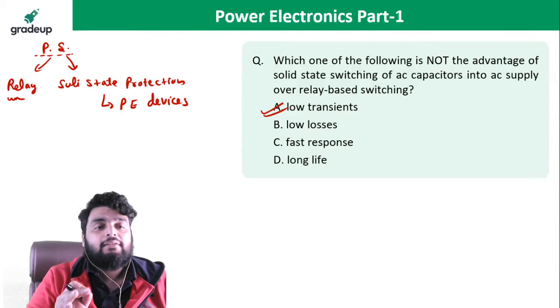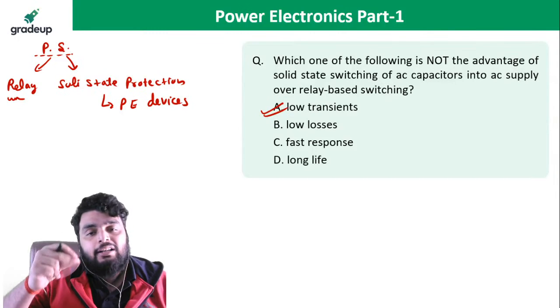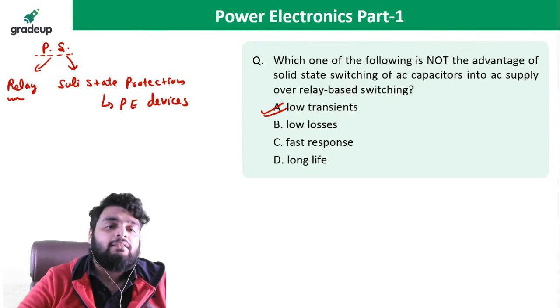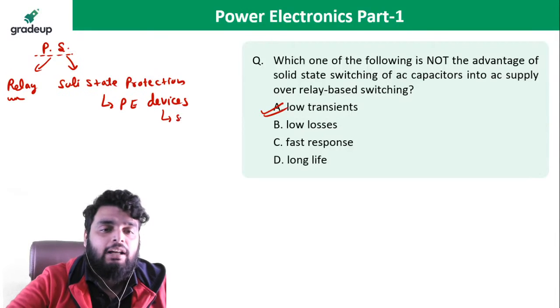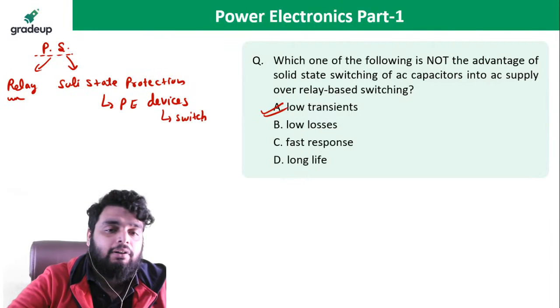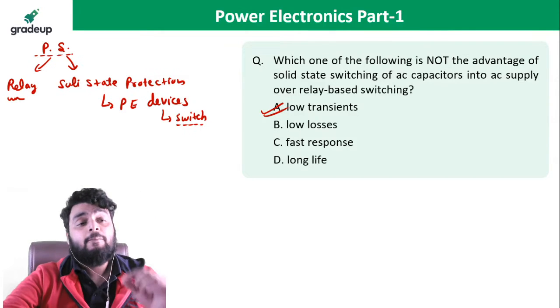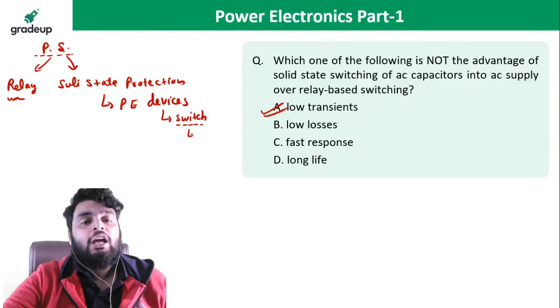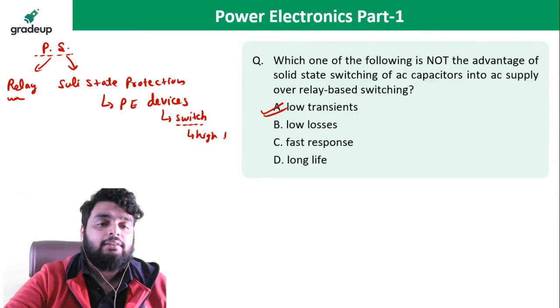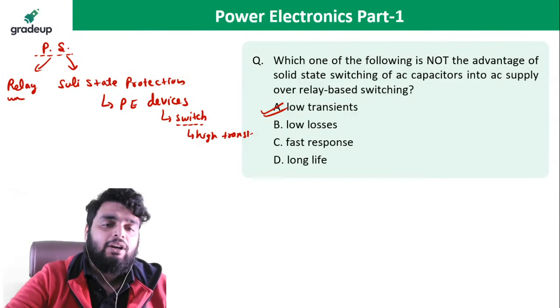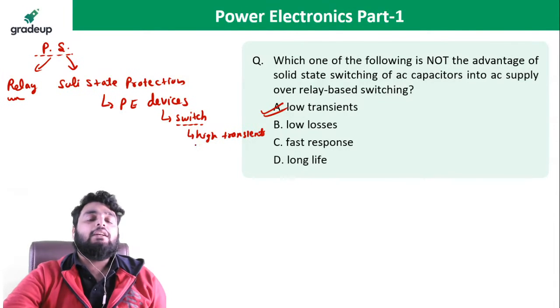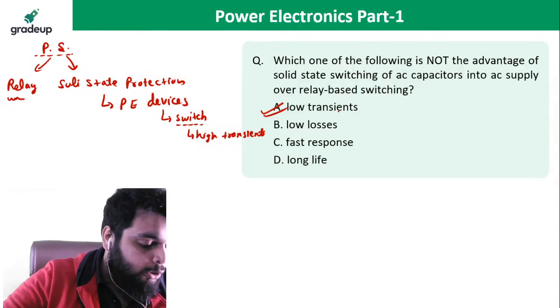High amount of transients. Why? Because of sudden switching in a power electronic device. Every power electronic device will act like a switch, and because of the switching, you will have high transients. So this is the disadvantage. So the answer is low transient.